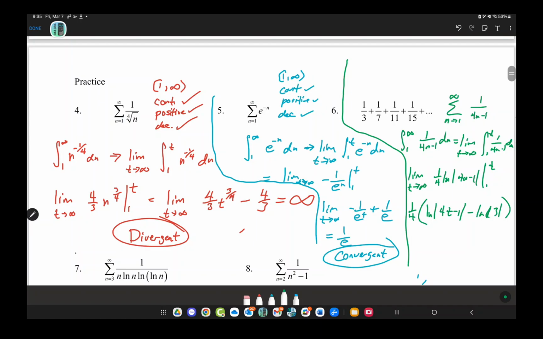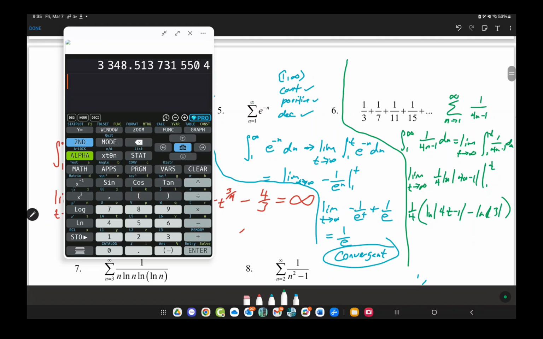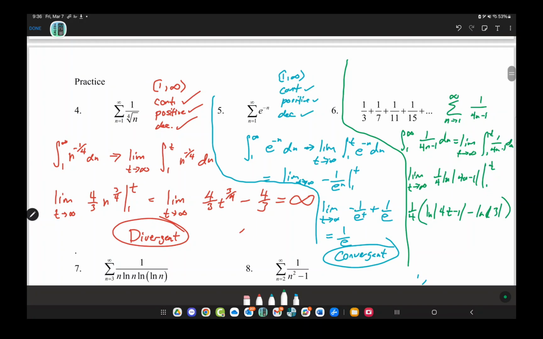As t goes to infinity, what does the natural log do? It approaches infinity. And what's infinity plus natural log of 3? I forgot to write the limits. t goes to infinity here as well. So this gives you infinity, which means what? Divergent.